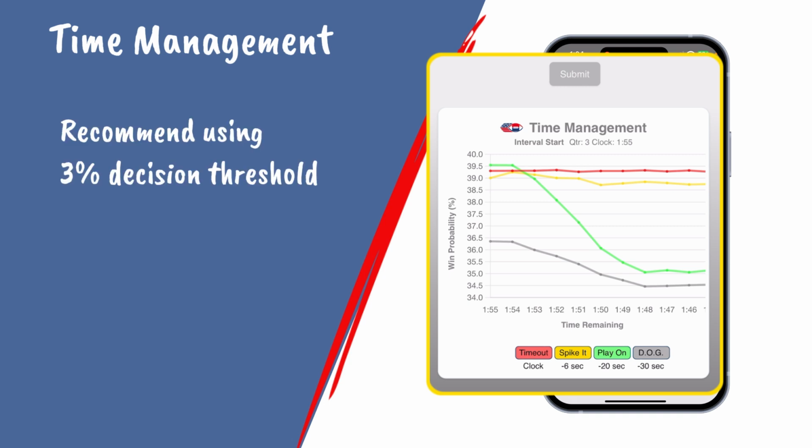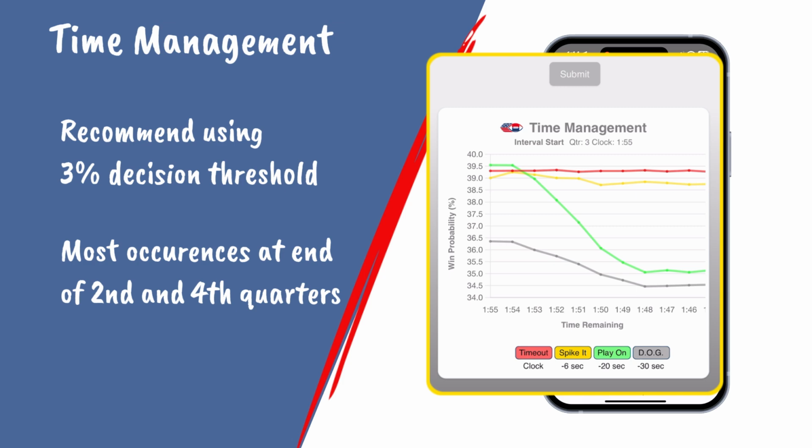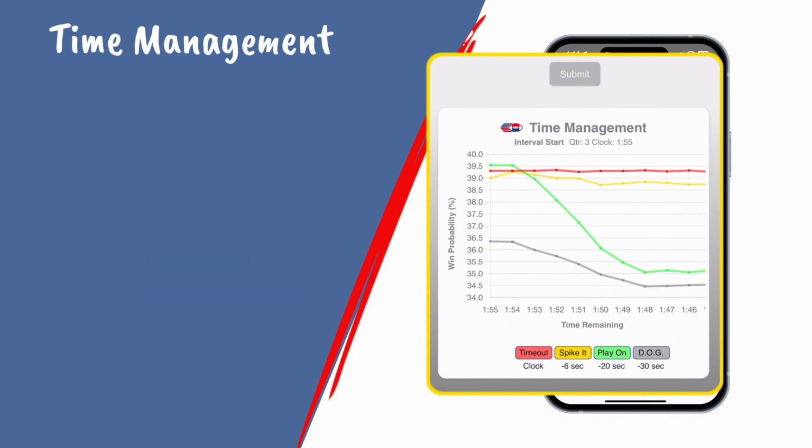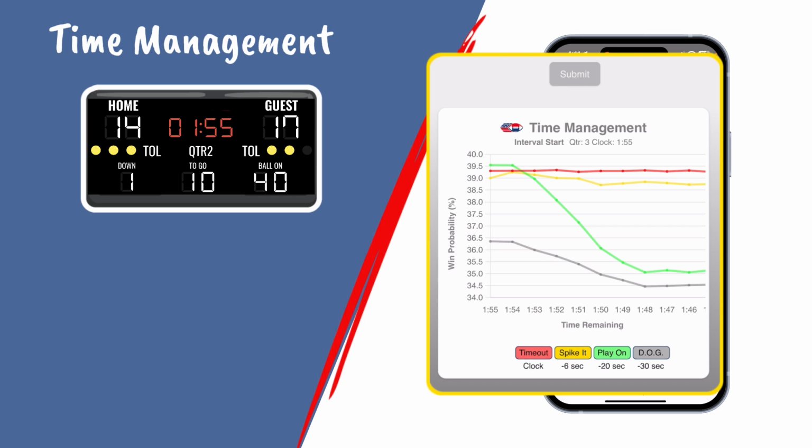For time management, we recommend using a decision threshold of 3% or more, meaning you're looking for win probability differences of 3% or more between your options. And you'll see these most often at the end of the second and fourth quarters. Here, we're recommending a lower threshold than we did with fourth downs to account for general differences in win probability swings. In other words, win probability swings associated with time management are typically smaller than the ones for fourth down decisions. With that said, to summarize this example, let's focus on the chart at the 1 minute and 50-second mark.